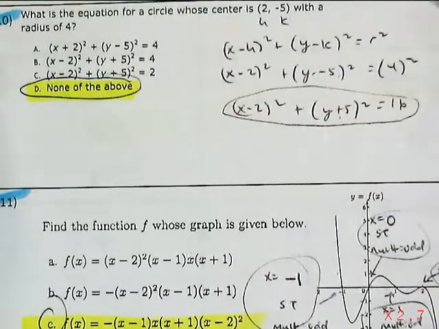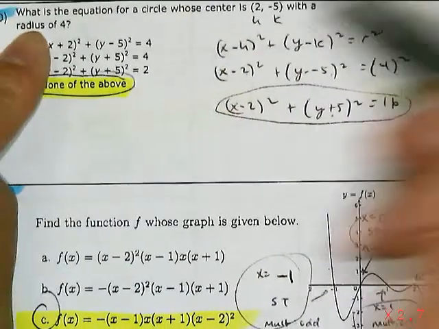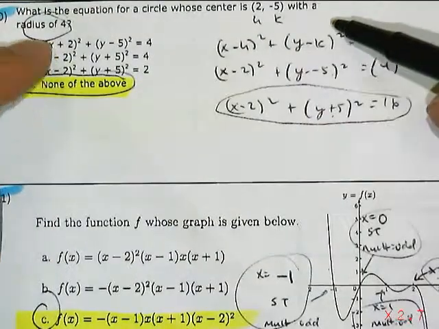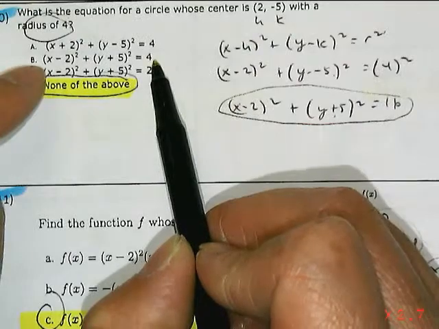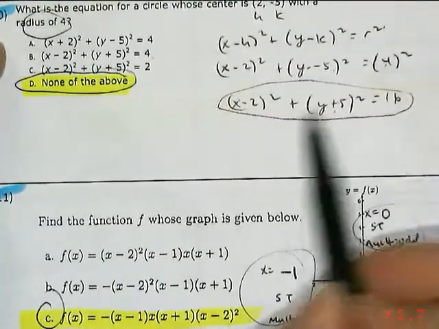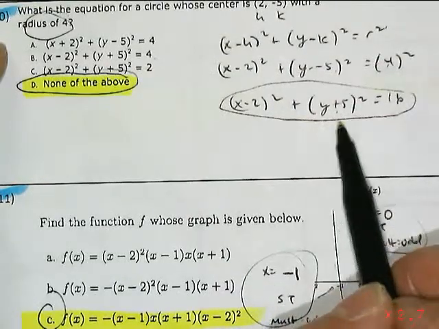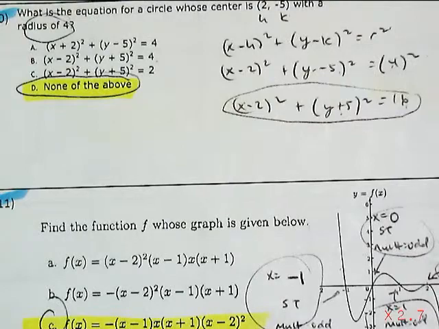But look over here, the equation says r squared. So if your radius is 4, the common mistake was actually to think it was choice B. But I have to take the 4 and I have to square it. So x minus 2 squared plus y plus 5 squared equals 16 is not one of my choices. My answer is D, none of the above.